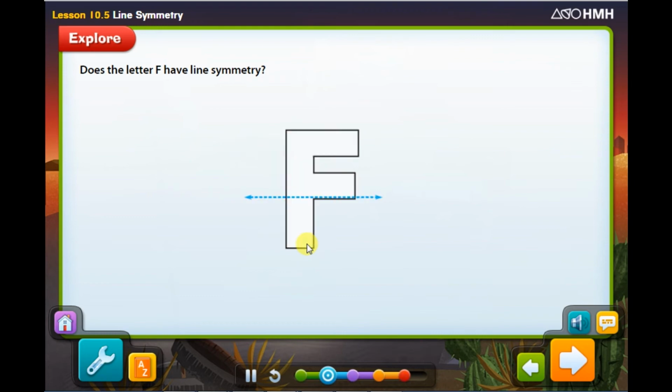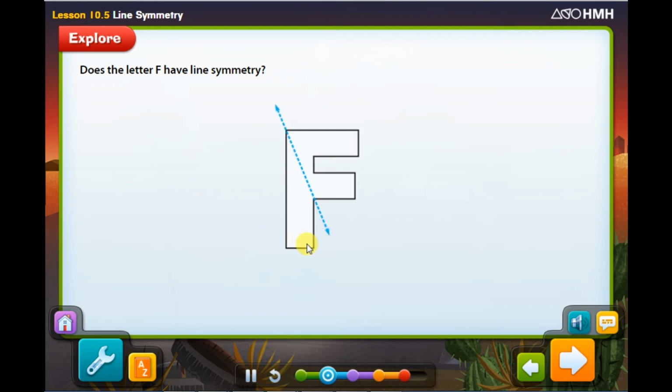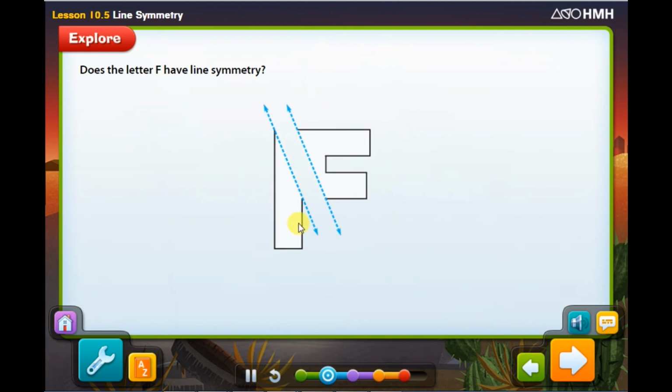What happens if you fold F horizontally? Do the two sides match exactly? No, they don't. So F doesn't have a horizontal line of symmetry. Check to see if F has line symmetry when we fold it diagonally. Are the shapes on each side of the fold the same size and shape? No, they're not. F doesn't have a diagonal line of symmetry either.